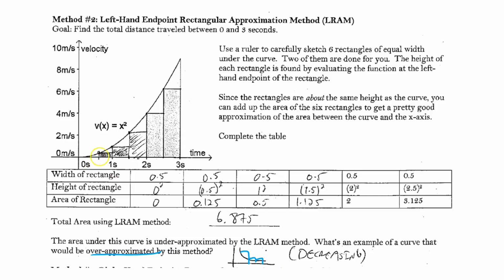Jump over my numbers here again. 0.5, this time I'm using the left-hand side. So the first rectangle has no height at all, right? The next rectangle is going to be whatever f of 0.5 is, then f of 1, f of 1.5, f of 2, f of 2.5. And that's the last one that I use because we're only stopping at 3. Add all those rectangle areas together, get 0.875.